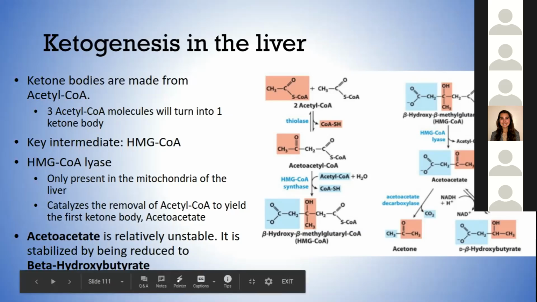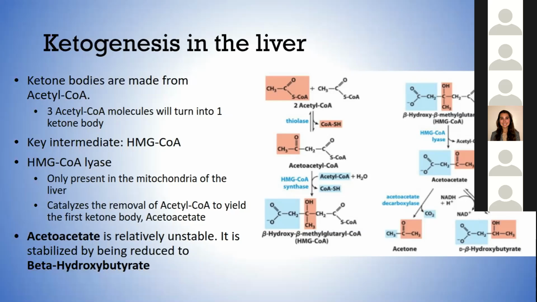And basically, HMG-CoA lyase, I think, is probably the most important of these enzymes. It's only present in the mitochondria of the liver, and it catalyzes that removal of the acetyl-CoA group to yield the first ketone body.